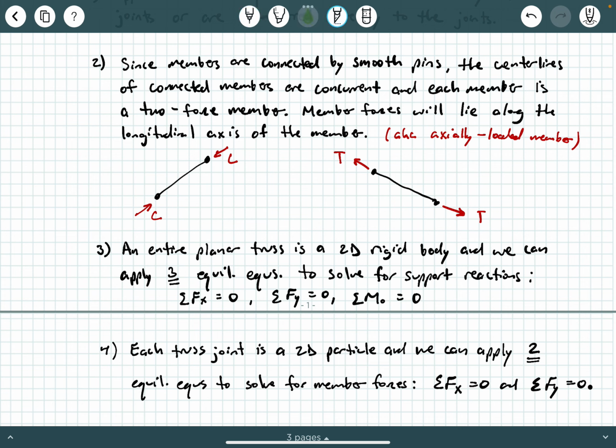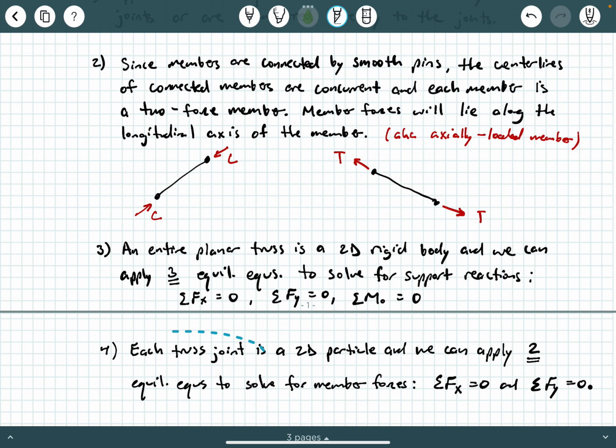Well, each truss joint is a 2D particle, and we can apply two equilibrium equations to solve for member forces. That's going to be sum of the forces in the x direction equals 0 and sum of the forces in the y direction equals 0. So again, if you want to zoom in on a particular joint, okay, a joint is a particle, and a particle has two valid equilibrium equations, okay? Now, what's cool about this is all of these particles are interconnected by the members.